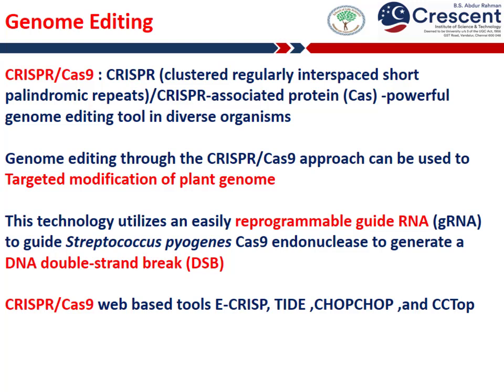This technology utilizes an easily programmable guide RNA, that is gRNA, to guide Streptococcus pyogenes Cas9 endonuclease to generate a DNA double-strand break, that is DSB, within an intended genomic sequence and subsequently stimulate chromosomal mutagenesis or homologous recombination near the DSB site through cellular DNA repair machineries. Several software tools have been developed to predict and select CRISPR-Cas9 targets for genome editing in plants, such as the web-based tools CRISPR-P, CHOPCHOP, and CCTop.